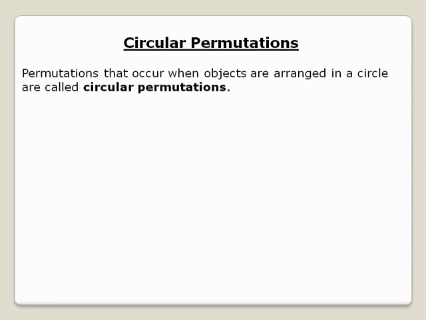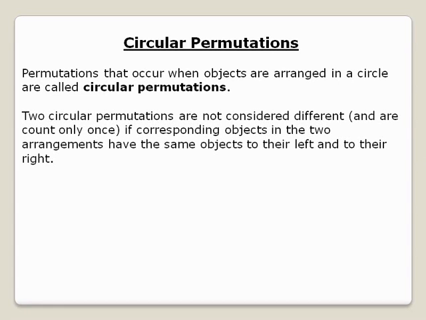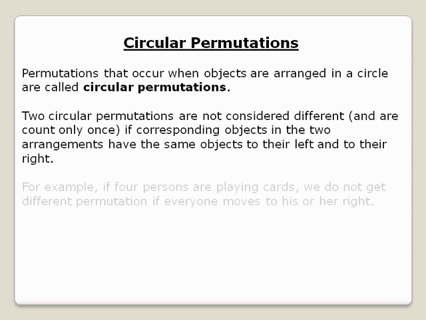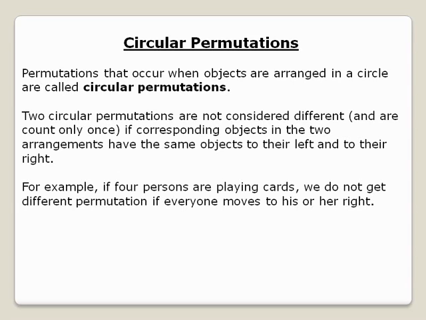Now let's look at circular permutations. Permutations that occur when objects are arranged in a circle are called circular permutations. Two circular permutations are not considered different if corresponding objects in the two arrangements have the same objects to their left and to their right. For example, if four persons are playing cards, we do not get different permutations if everyone moves to his or her right.